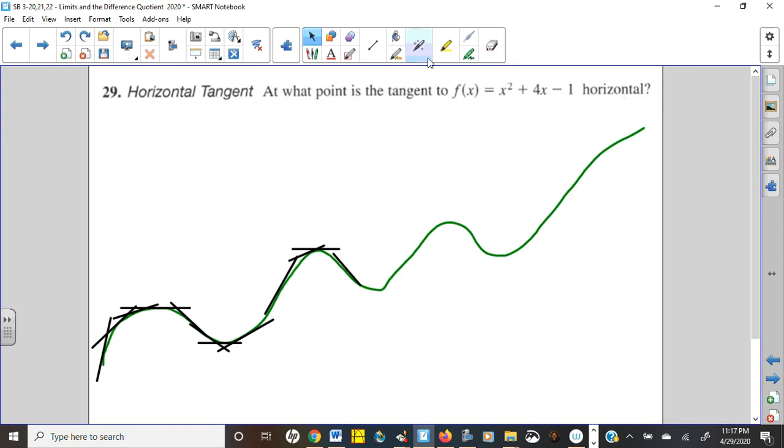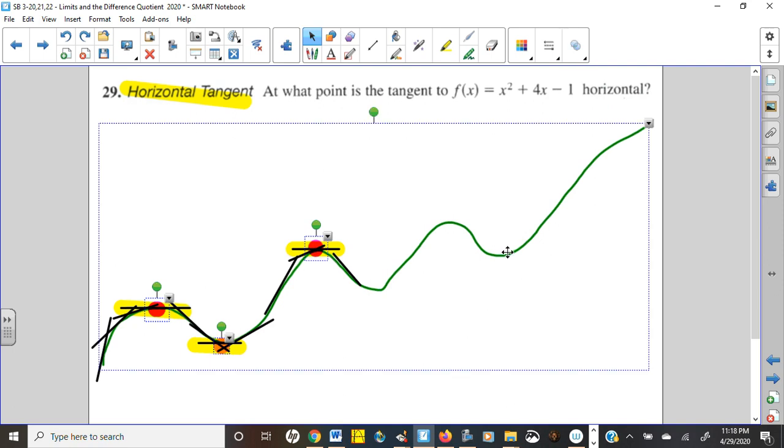Now, this is looking for where your tangents are horizontal. So let's look for tangents that look like they're horizontal, like maybe this one, maybe this one, maybe this one, right? I'm going to call those points out. That's a point of tangent, that's a point of tangent, that's a point of tangent for those horizontal tangents.